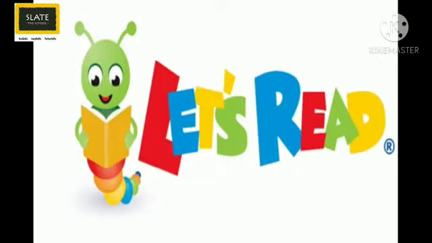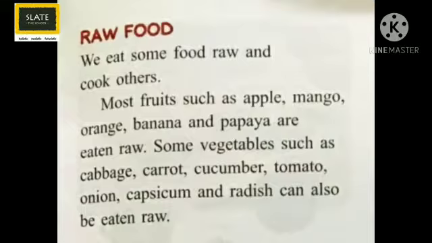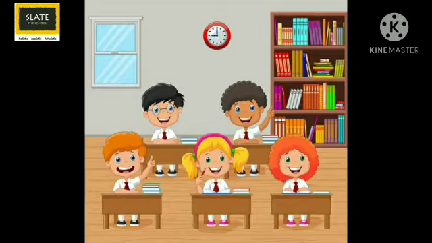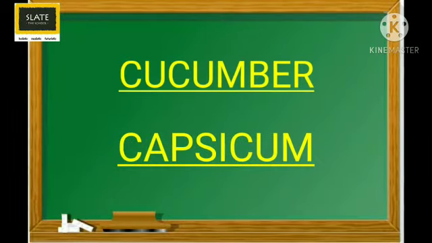Now let's continue reading further from the textbook. Raw food. We eat some food raw and cook others. Most fruits such as apple, mango, banana, papaya are eaten raw. Some vegetables such as cabbage, carrot, cucumber, tomato, onion, capsicum and radish can also be eaten raw. Let us underline the words cucumber and capsicum.